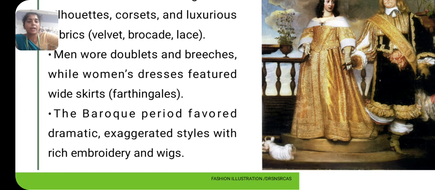Next, the brocade period favored dramatic extravagant styles with rich embroidery and wigs. They mainly concentrated on rich embroideries, very grand and different styles of embroidery, highlighted at the neck and the cuff. In men's garments we used to have a cuff here and in the neck portions, so they concentrated on those portions to highlight these places.